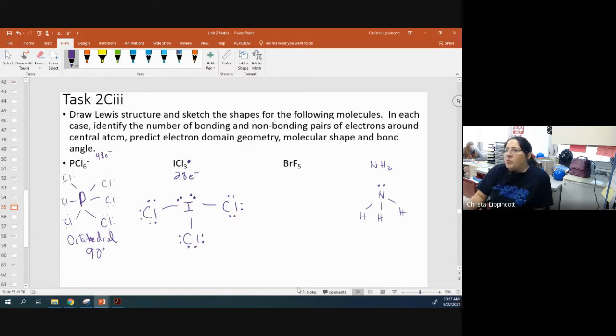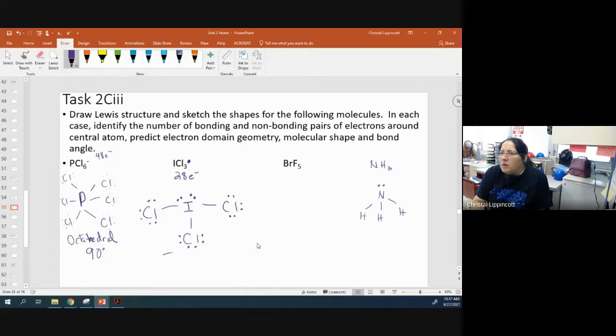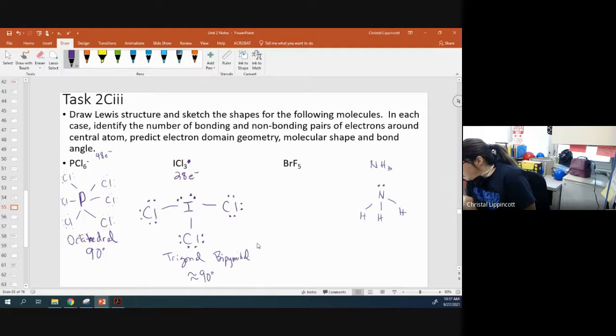So now we're going to go back to our chart. We have 3 bonded and 2 lone pairs. So go back and find 3, 2. And that's trigonal bipyramidal, and it's approximately 90 degrees. Okay. So the next one, it doesn't appear to have any typos. So that's good.